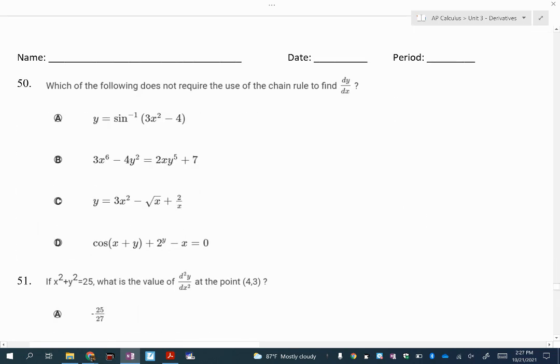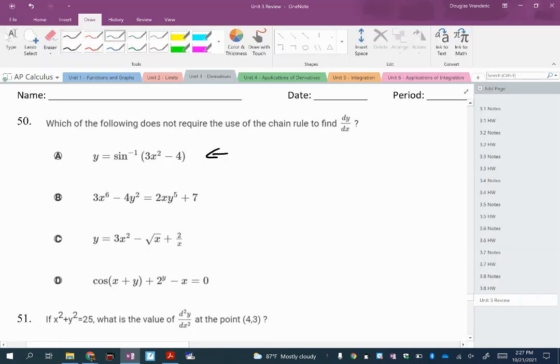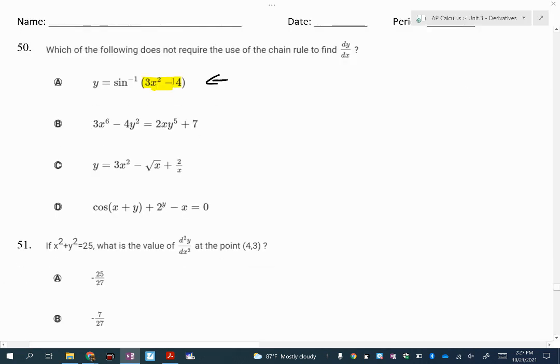Number 50. All right, so which of the following does not require the use of the chain rule to find dy dx? All right, well, in part A, very similar to what we just did, you'll have to use the inverse sine derivative formula, which is 1 over the square root of 1 plus x squared. But then you'll also have to use the chain rule of the inside here. Right, you'll have to use the chain rule here. So it's not going to be that one.